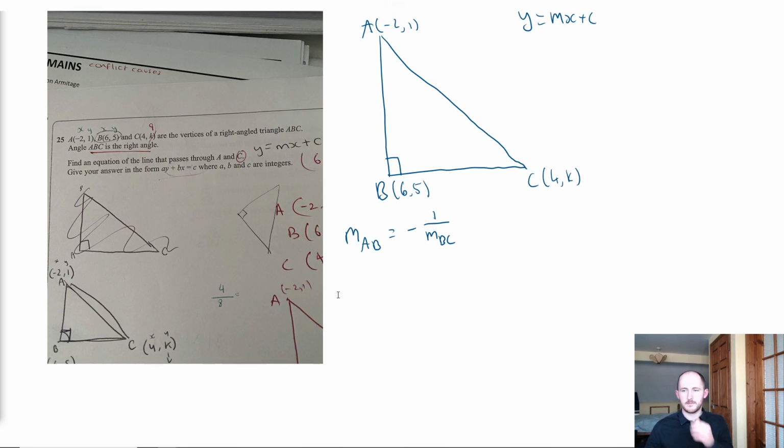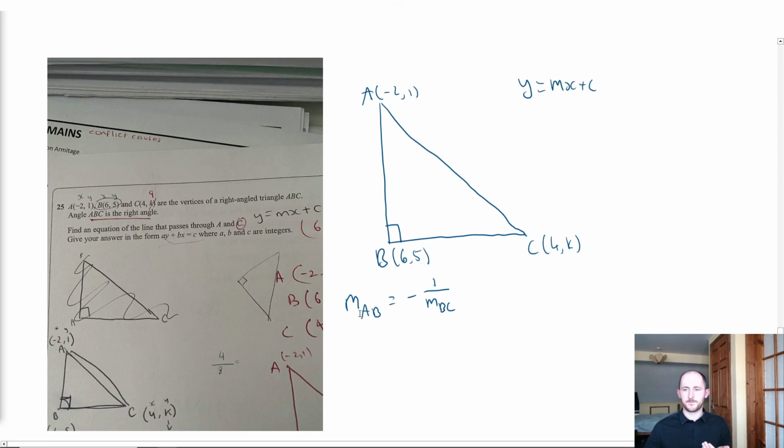Does that make sense? So because they're perpendicular, their gradients are the negative reciprocal of each other. And the way you write that is like this. Because minus 1 over it, right? So, hope that, okay, good.